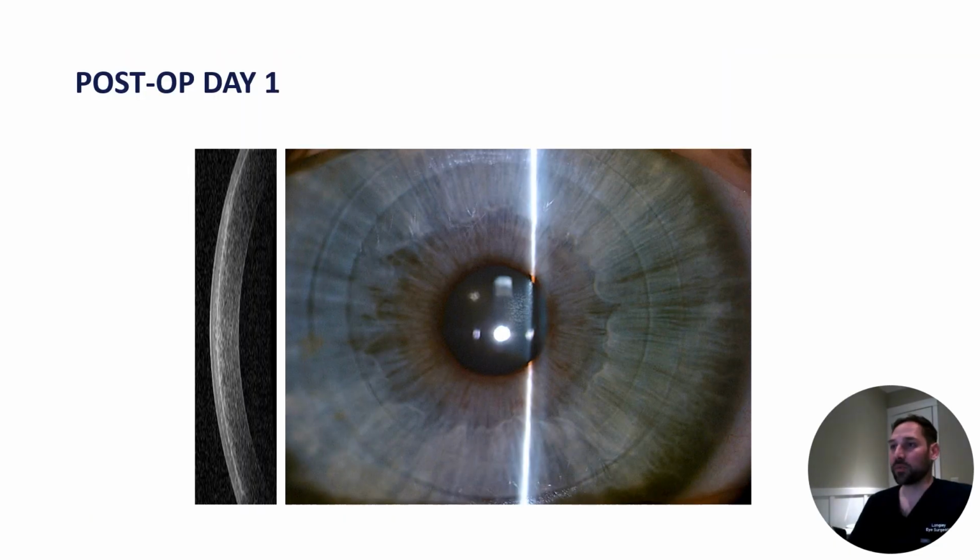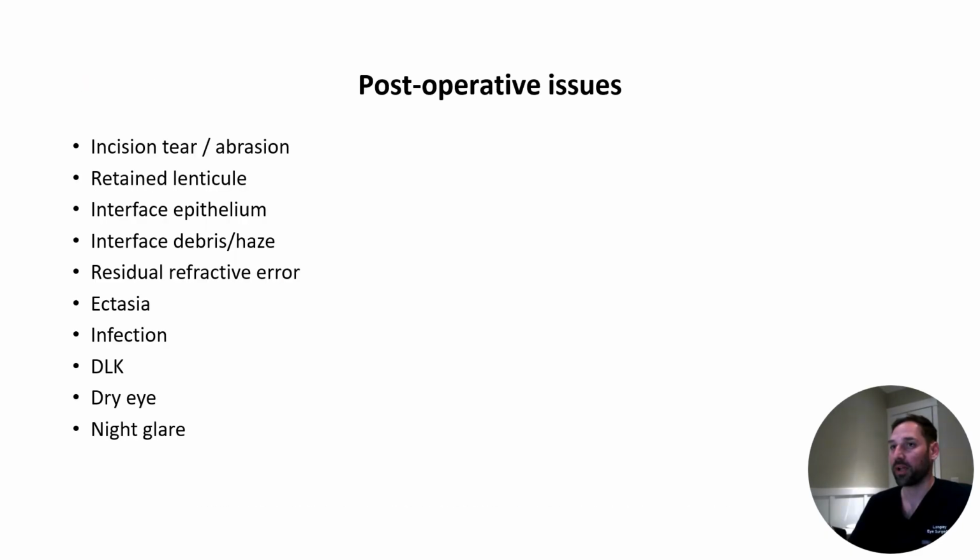So this is what it looks like post-op day 1, and all these rings that you see on the surface will fade over the next 48 hours or so, and they don't affect the vision because the patient's looking through the center part of the eye. And you can see that this light line here is the plane of that interface where the lenticule was extracted.